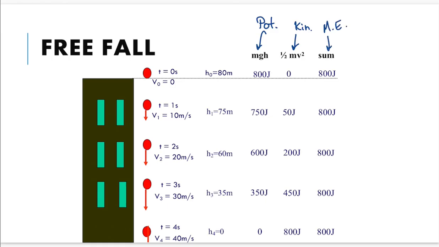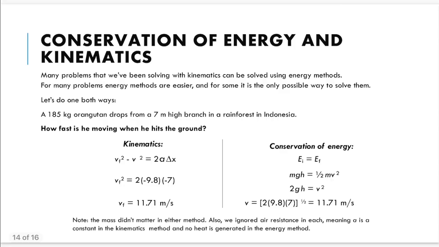So all the way through, you can see, just as we did with the diver, that as the potential energy is converted into kinetic energy, the sum stays the same, but the type of energy, the form of energy, is what is changing. So many problems that we've been solving with kinematics can be solved using energy methods. For many problems, energy methods are easier, and for some it is the only possible way to solve them. So let's do one both ways.